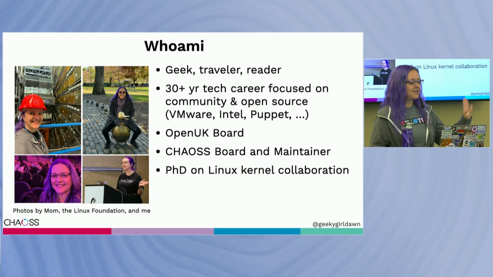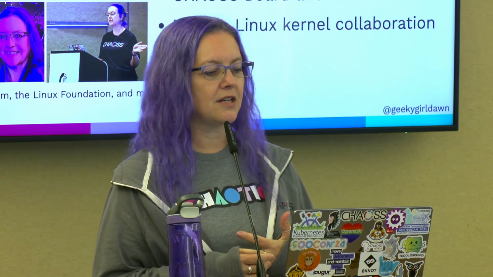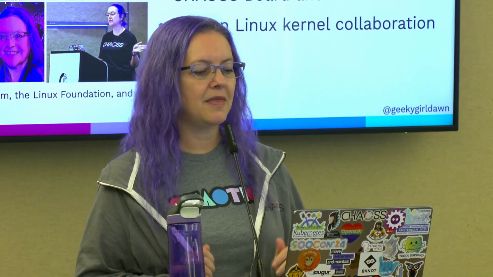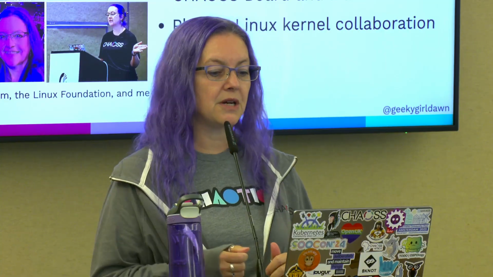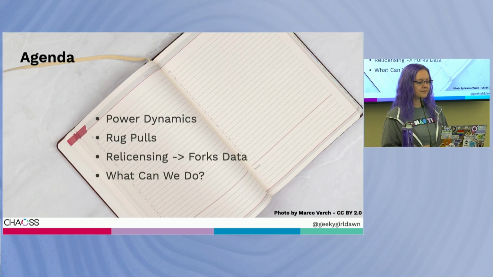I'm not going to go into a ton of detail about me. You can read my bio on the website. I have been in the technology industry for about 30 years, working mostly on open source. I'm a board member of Open UK. I'm deeply involved in the Chaos project, where I spend a lot of time thinking about how people can use metrics to understand how to measure and make improvements to open source project health and sustainability.